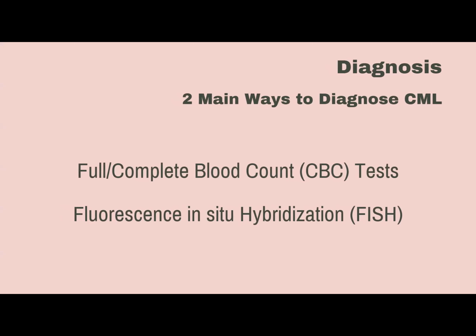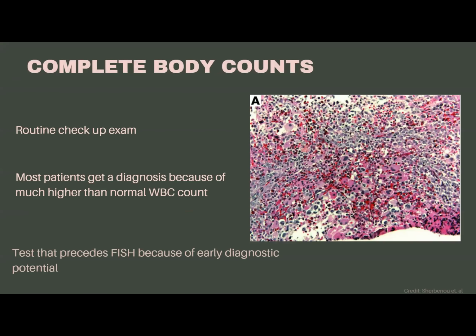So, diagnosis. There are two main ways to diagnose CML. First one is a full or complete blood count, which is a CBC test. And the second one is fluorescence in situ hybridization, or FISH. Funny name. So, CBCs. It's literally a very routine checkup exam. People get these a lot.